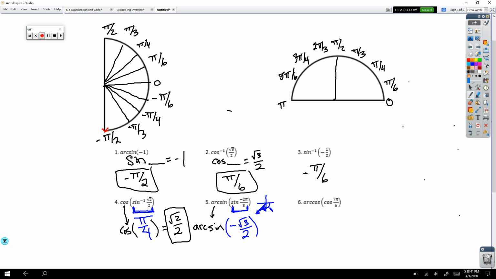So I want to find the inverse of sine of negative root 3 over 2. So what sine of what angle has a y value that's negative root 3 over 2? So negative means that it's going to put me somewhere down here, right? And root 3 over 2, again, for sine to be root 3 over 2, that goes with my pi over 3's. So inverse of negative root 3 over 2 is going to leave me with negative pi over 3 as my answer.